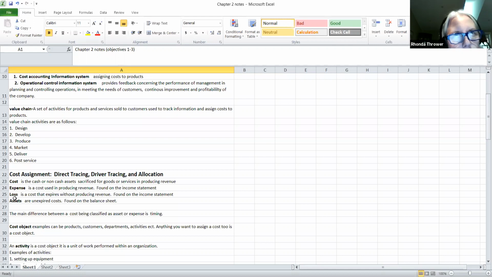It's treated like an expense. It's got a debit balance, and you'll find it on the income statement, but you'll find the losses in other items because it is a cost that will expire without producing revenue, whereas an expense is a cost that is used in producing revenue.